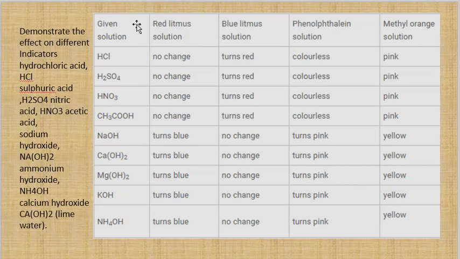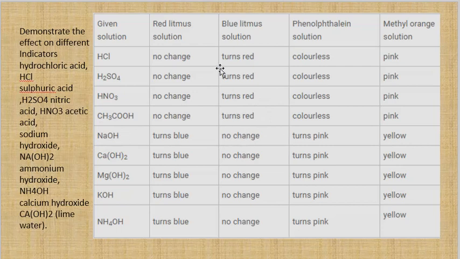Now, this one in red litmus solution, that is litmus paper, blue litmus solution, phenolphthalein or methyl orange. So this hydrochloric acid, red litmus, there is nothing. Blue litmus, it turns red. It means what? Acid turns litmus from blue to red. Sulfuric acid turns litmus to red. Acids turn litmus red.